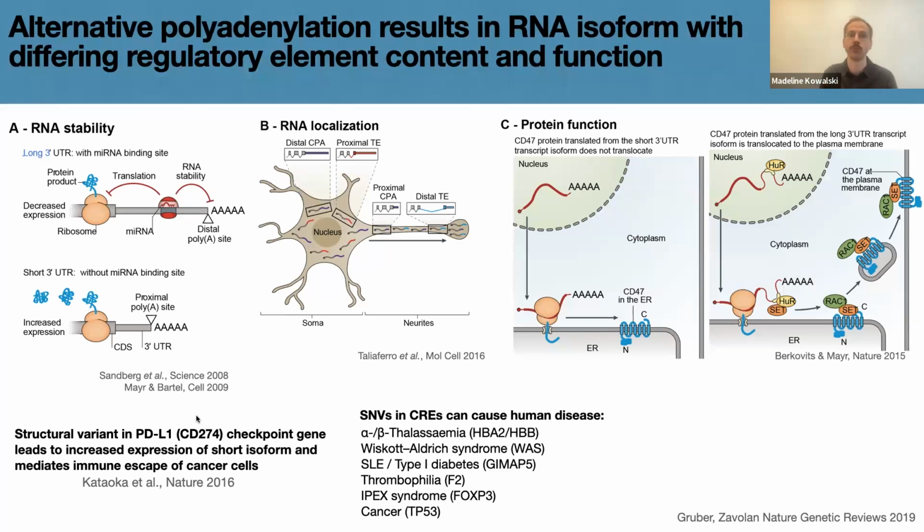in PDL1, which is a checkpoint gene and also known as CD274, for example, these structural variants can lead to increased expression of the short isoform. And since this is a checkpoint gene, this can essentially lead to immune escape of cancer cells. While this is a larger structural variant, there are also single nucleotide variants in cis-regulatory elements that can directly be associated with disease. And here I just listed a couple of those, including a couple of thalassemias, but also cancers, for example TP53 alternative polyadenylation.